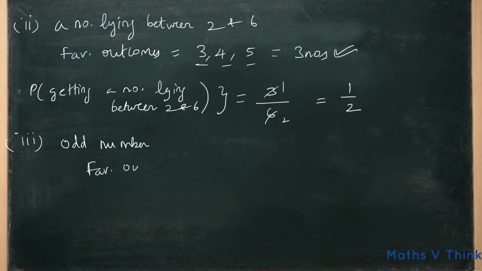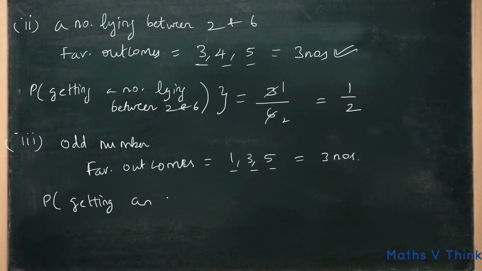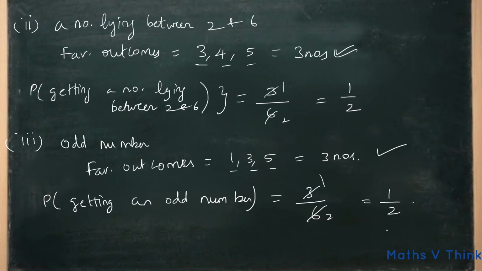So favorable outcomes are 1, 3, 5, the odd numbers. So there are a total of 3 numbers: 1, 2, 3. So the probability of getting an odd number is equal to the number of favorable outcomes, that is 3, divided by the total number of outcomes, which is 6. So 3 ones are 3, 3 twos are 6, which is equal to 1 by 2.